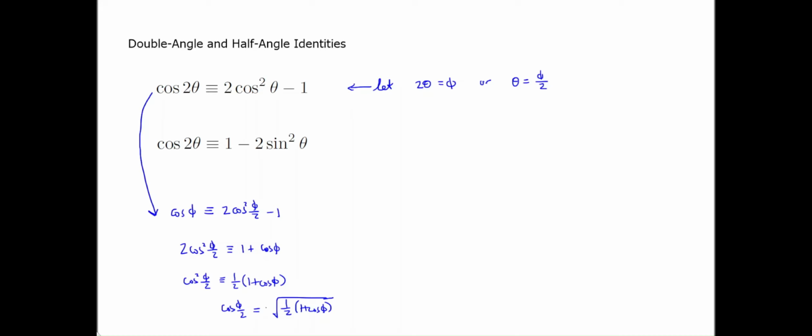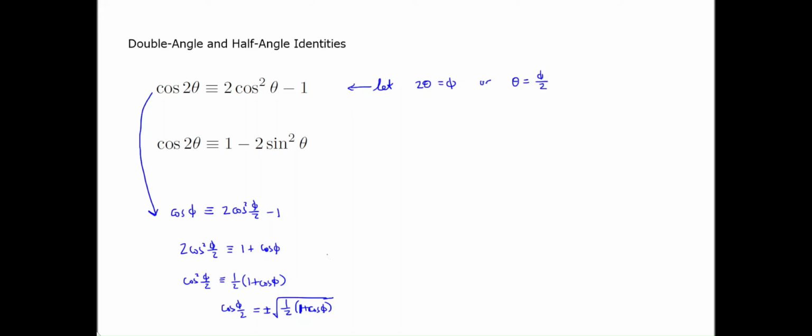Okay, except you guys know that you have to allow the possibility for a plus or minus when you do that. So 1 plus cosine phi on the inside there, excuse me. All right, now what about that plus or minus? The reason we have that is because we don't know the quadrant of the angle that we are dealing with until we have a specific angle in place of phi, or phi over 2.